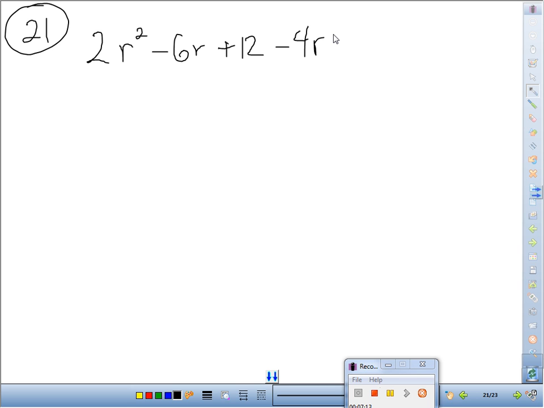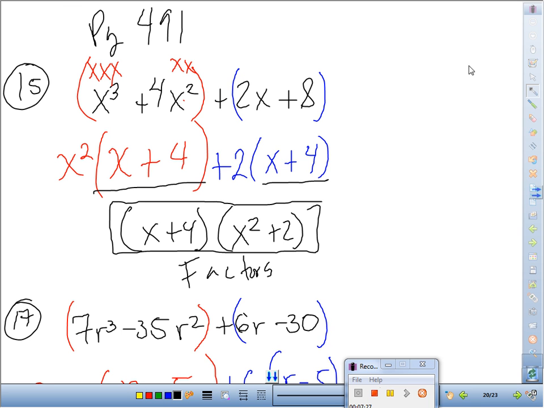Okay, hold on. Pens down, eyes up here. Check this out. Let me show you something. Look at these examples that we did first, 15, 17, and 19. And I'm going to take you to the beginning of the year when we did polynomials. What did we cover in polynomials? To write them in standard form. What was standard form? From highest to lowest degree.